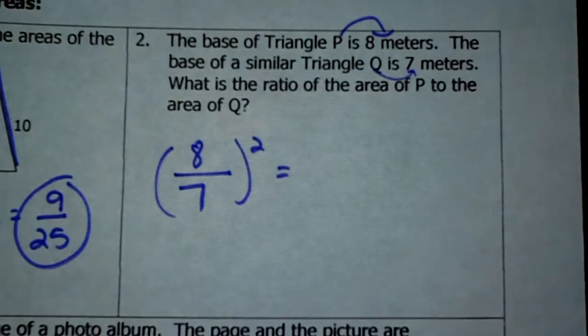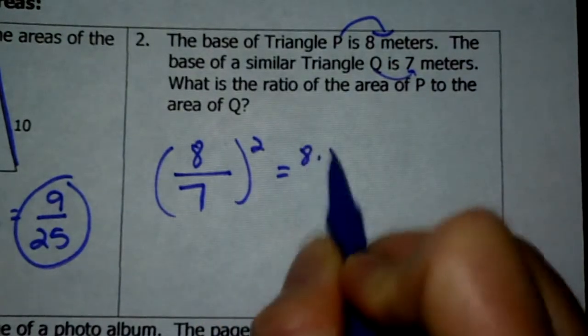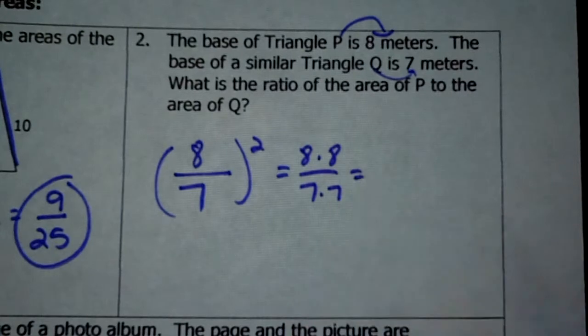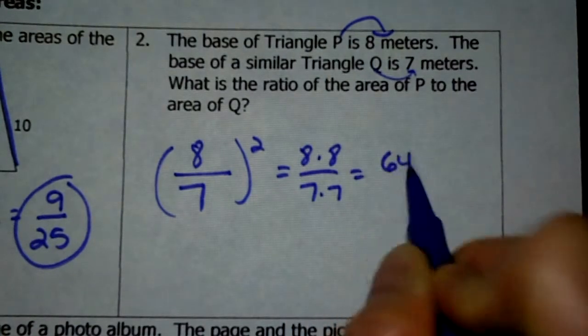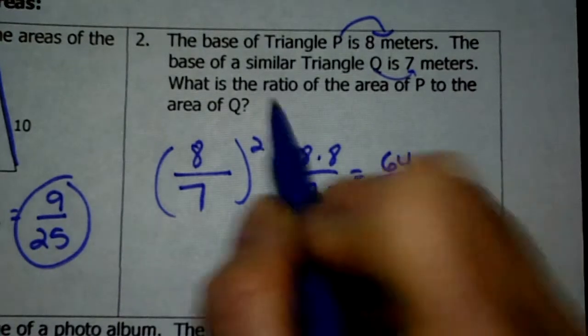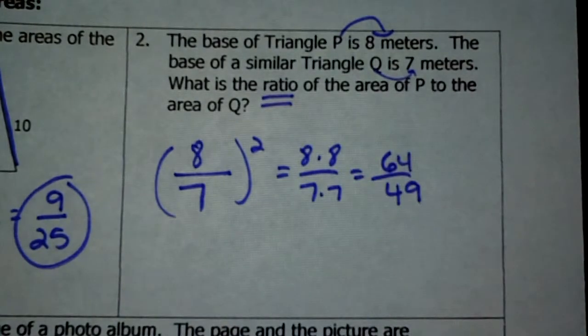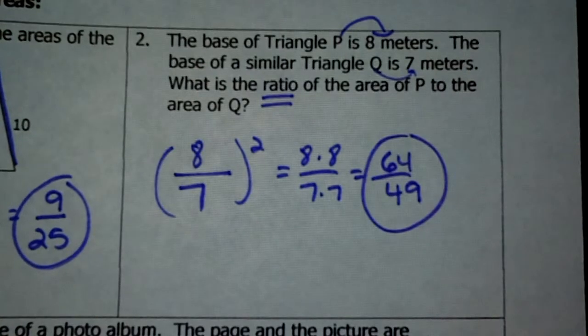So once we square that, you end up getting 8 times 8 over 7 times 7, because squaring doesn't mean multiplying by 2, it means multiplying it by itself. So we end up with 64 over 49, and since I'm asking you for a ratio, we're done. Leave it just like that. I want it in the form of a ratio where I'm comparing 64 to 49. So that would be the ratio of the areas.